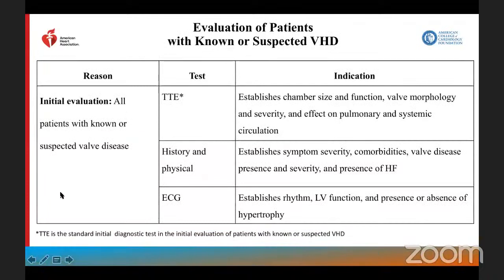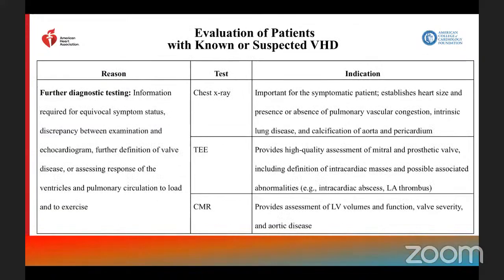So, general principles to start with. For evaluation of patients with known or suspected valvular heart disease, the standard initial diagnostic test is the transthoracic echo to establish the chamber size and function, valve morphology and severity, and the effect on pulmonary and systemic circuits. History and physical are important to establish symptom severity, comorbidities, valve disease presence and severity, and presence of heart failure. ECG is important to establish the rhythm, LV function, and presence or absence of hypertrophy. Chest X-ray for symptomatic patients establishes heart size and presence or absence of pulmonary vascular congestion, intrinsic lung disease, and calcification of the aorta and pericardium.